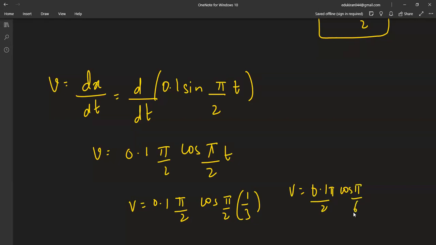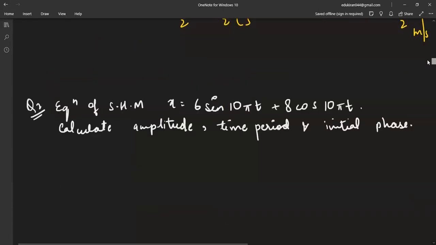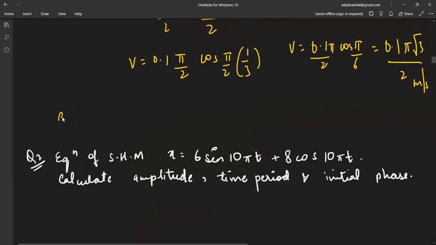So cos π/6 will be √3/2. So this will be 0.1 π √3/2 meter per second. So this will be the velocity. When we are calculating the acceleration, for acceleration, we'll further differentiate this, dv over dt.